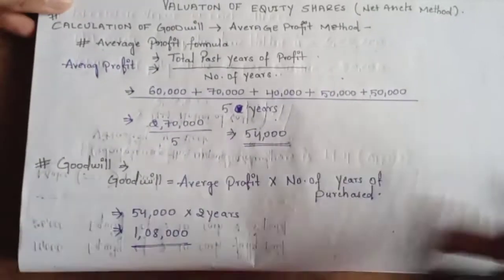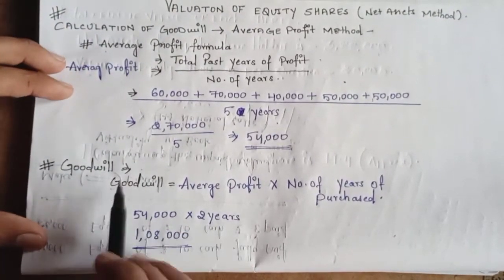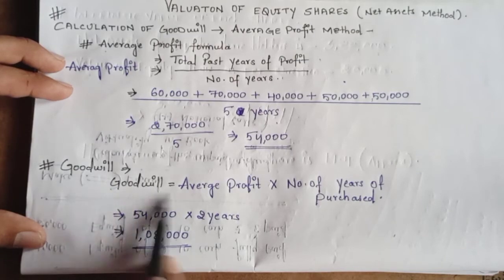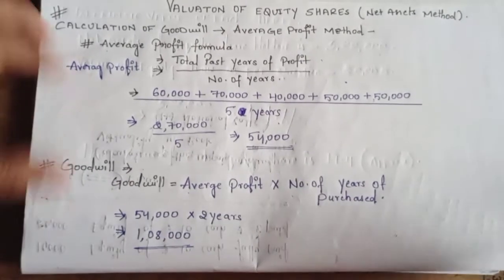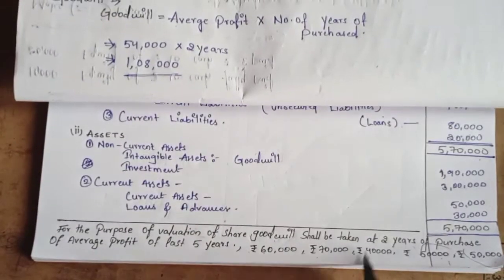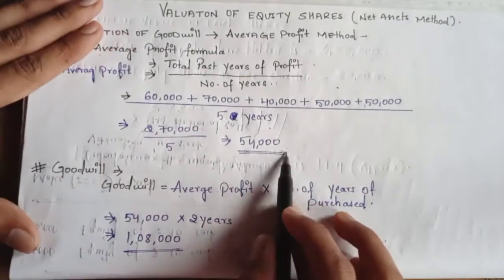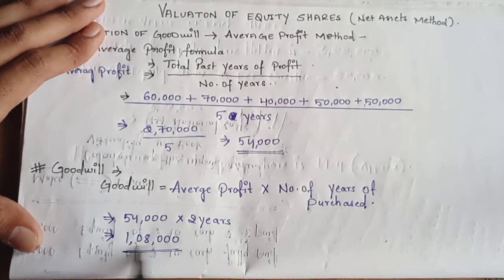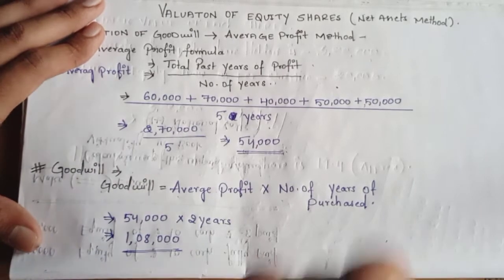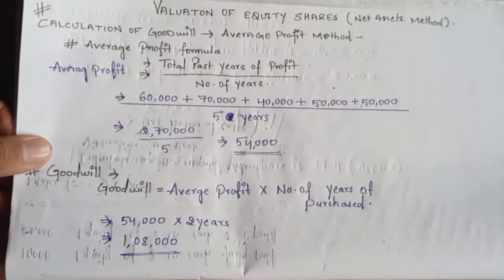After finding the average profit, we have to find the goodwill under the average profit method. The formula is average profit into number of years of purchase. As per our question, the number of years of purchase is 2 years. The average profit we have got is 54,000, so 54,000 into 2 years is 1,08,000, which is our goodwill. We have to take that to find the value of equity shares.